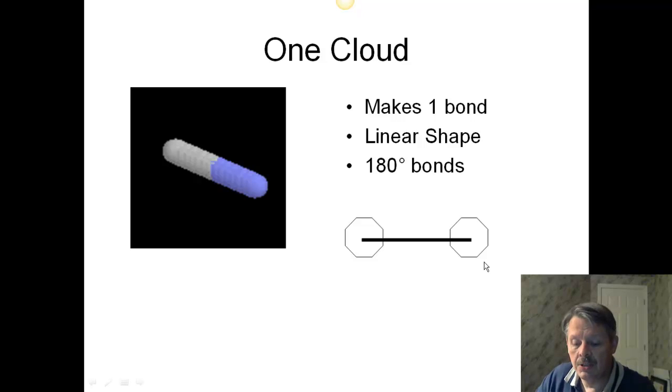All right, so let's think about something where we have one cloud. So here's an example of one. It makes one bond, it has a linear shape, and your angle here on this line is 180 degrees. So I have an example here. This would be, for example, chlorine bonded to chlorine, or fluorine bonded to fluorine. It's just two things, and they're connected by a straight line. So anything where you only have two things is always going to be a straight line.